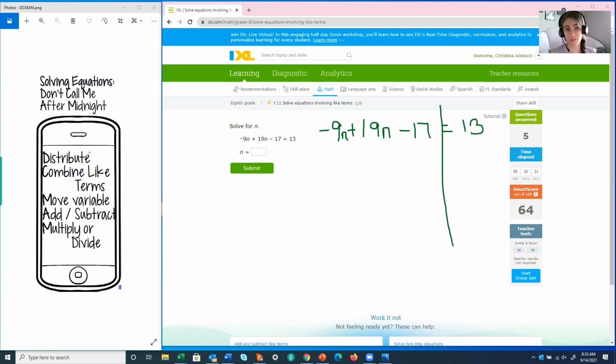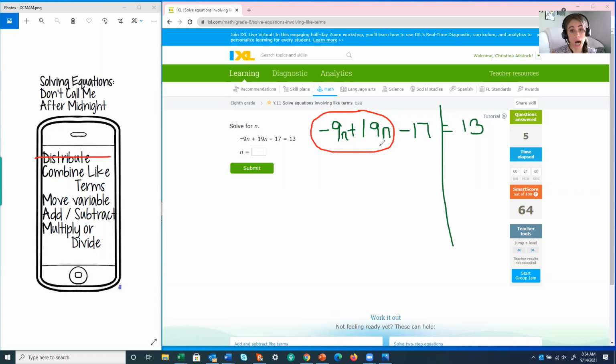First step, do we need to distribute? Nope, don't see any parentheses. How about combining like terms? Yeah, now what are my like terms in this case? The negative 9n and the positive 19n. Why is the negative 17 not considered a like term? Because it doesn't have the variable n. That is a constant. That is just a plain number. So we're only going to combine the like terms, which is our negative 9n and our positive 19n.